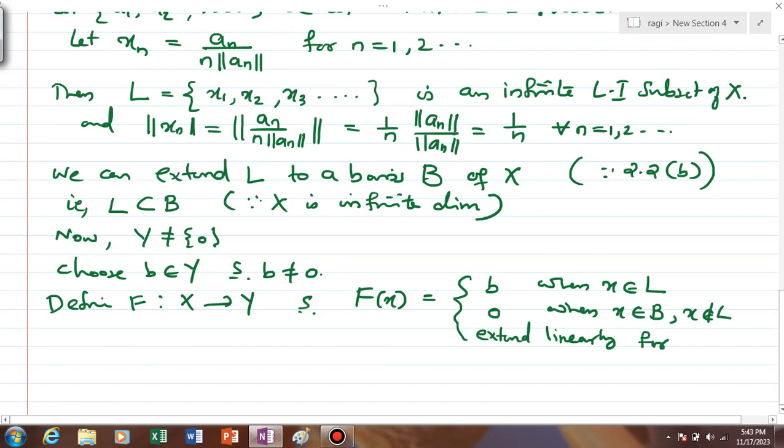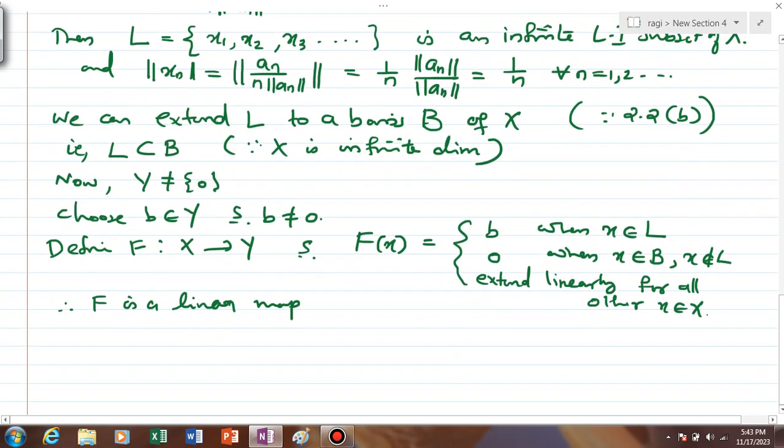For all other x, an element of X. So we have defined F for the elements in L and the elements in B minus L, and then linearly extended this F for all other x an element of X. Therefore F is a linear map from X to Y, and we have to show that this is the discontinuous function. For that, consider the elements of L.